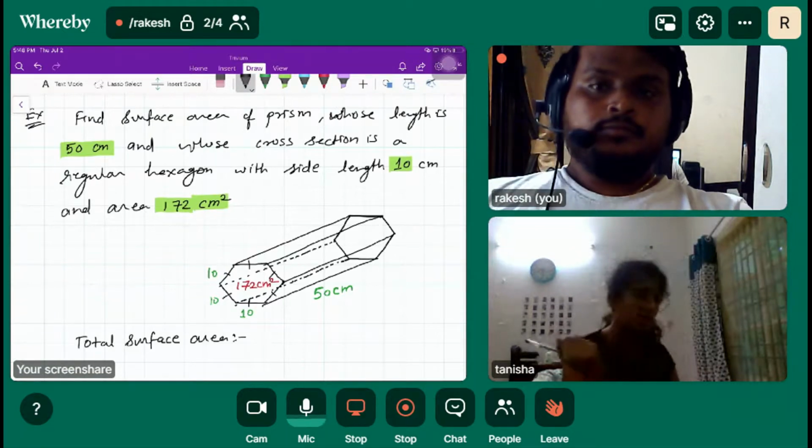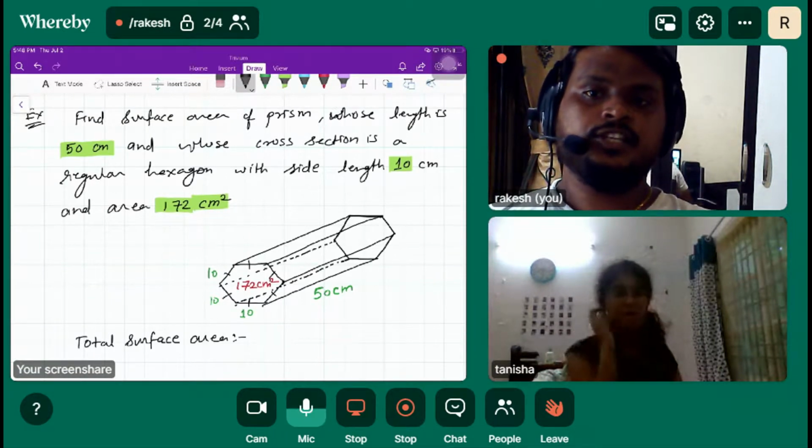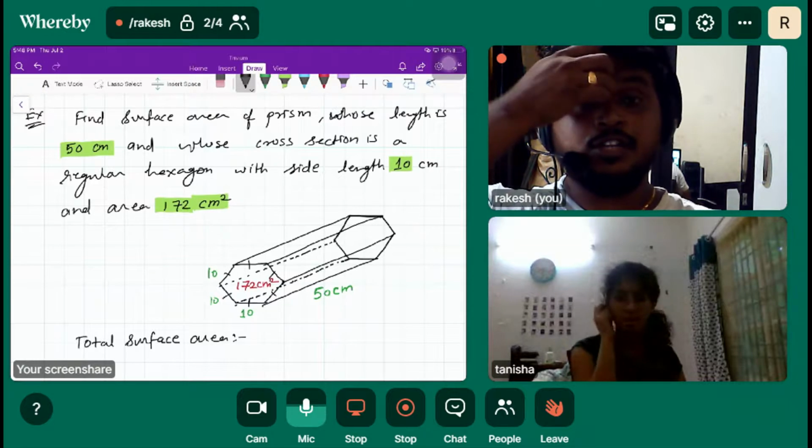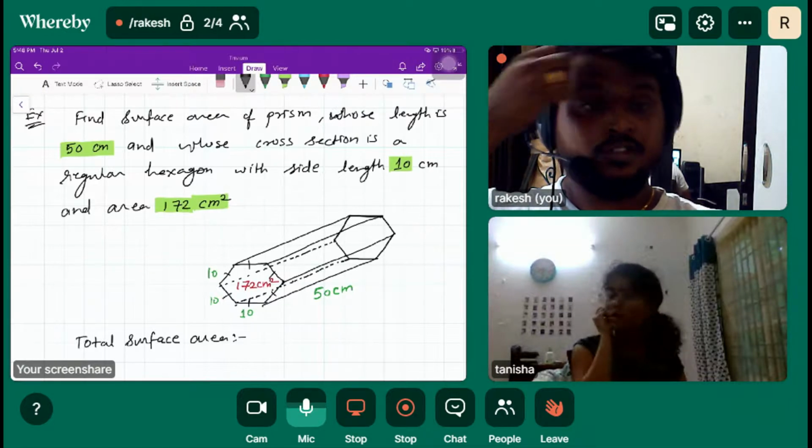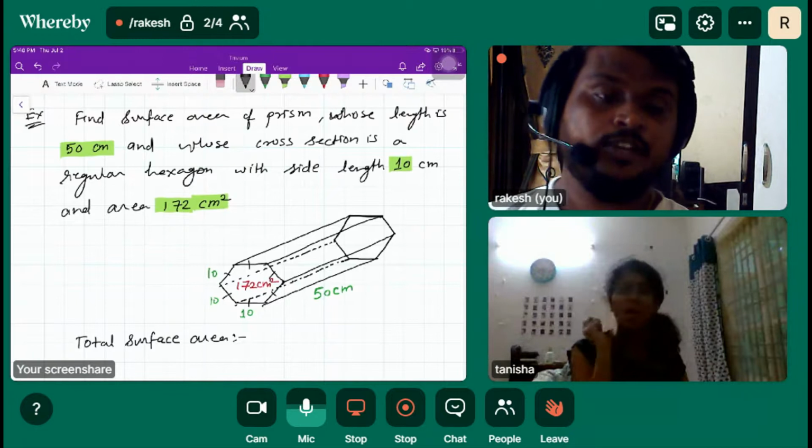So I think it's 3,172 centimeter square. No, what is the logic? The answer is wrong, basically. What is the logic? How many faces do we have?